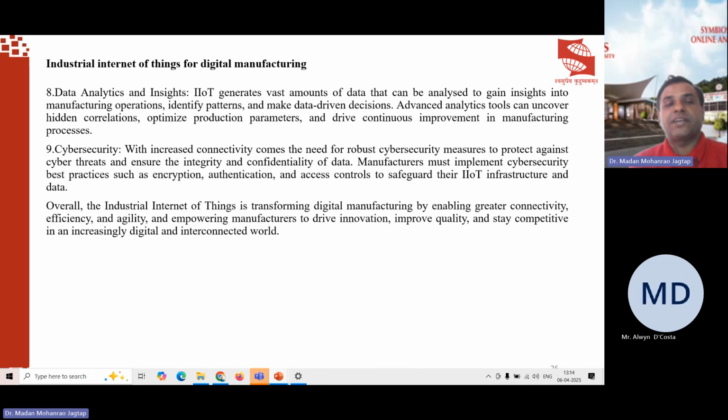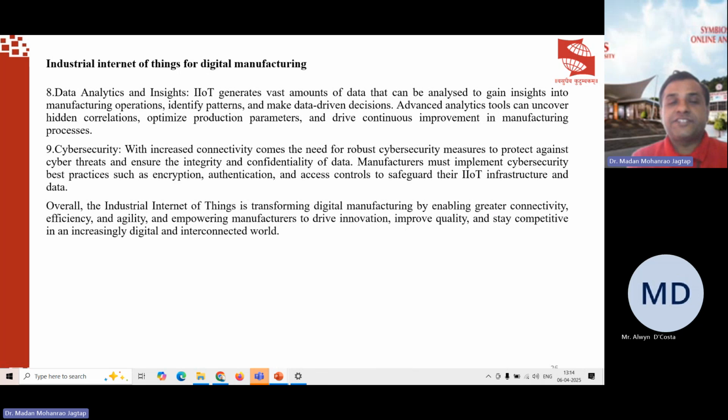Manufacturers must implement cyber security best practices such as encryption, authentication, and access control to safeguard their industrial Internet of Things infrastructure and data. Whatever we are creating digitally should be encrypted and authenticated, and we should have access control on access to that data. So that will safeguard the industrial Internet of Things infrastructure and data.